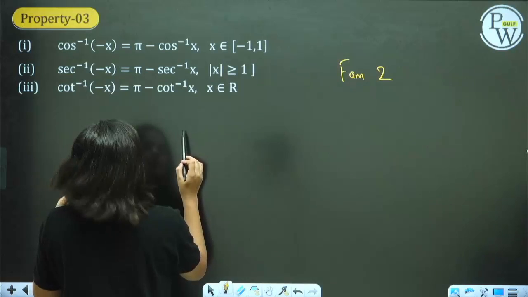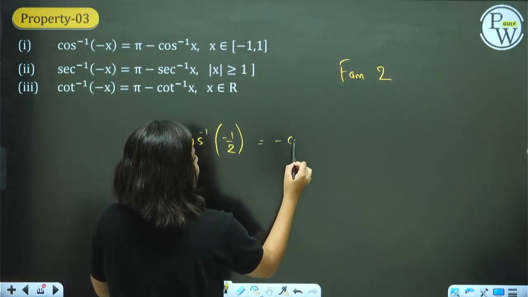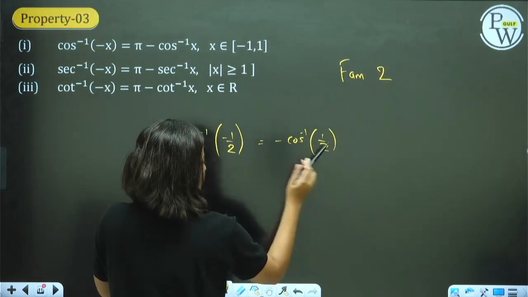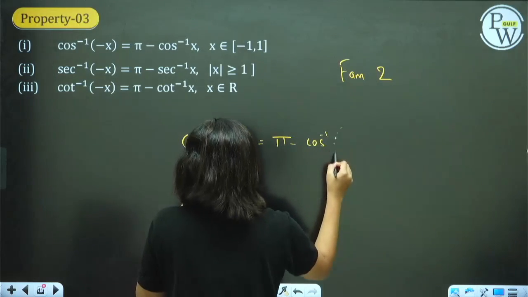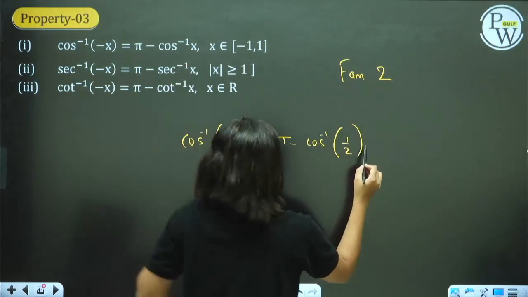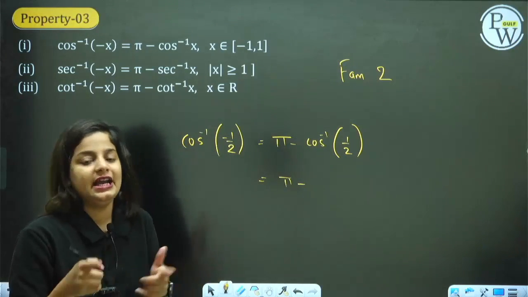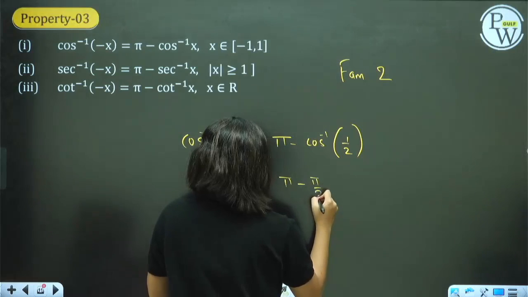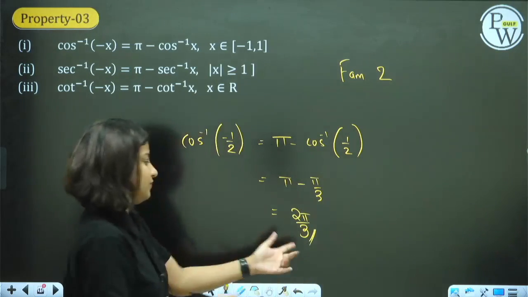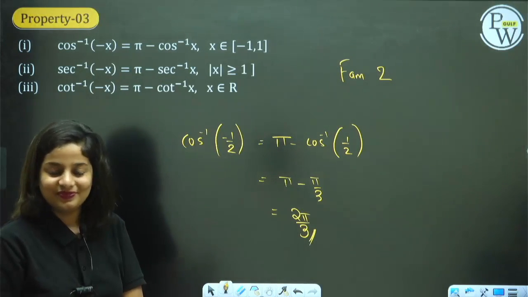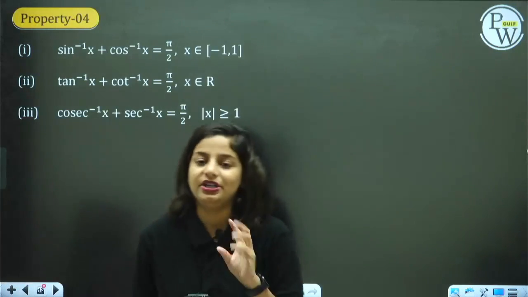So for example, you have cos inverse of minus 1 by 2. You will not write it as minus cos inverse of 1 by 2. No. There is calling of pi. Pi minus cos inverse of 1 by 2. When is the cos value equal to half? Again at 60 degrees, which is pi by 3. So 2 pi by 3 happens to be the answer for this. Similarly for sec and cot. That's your property 3.